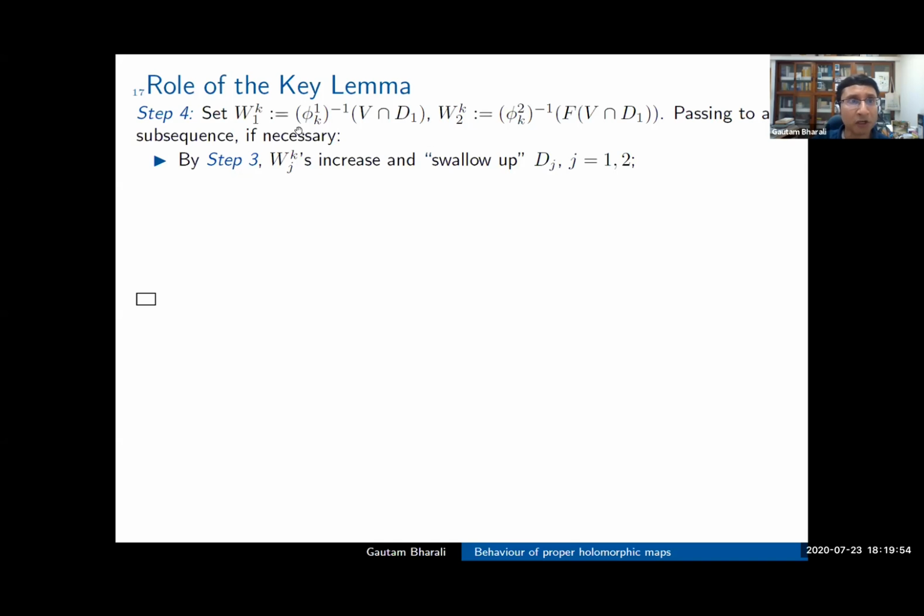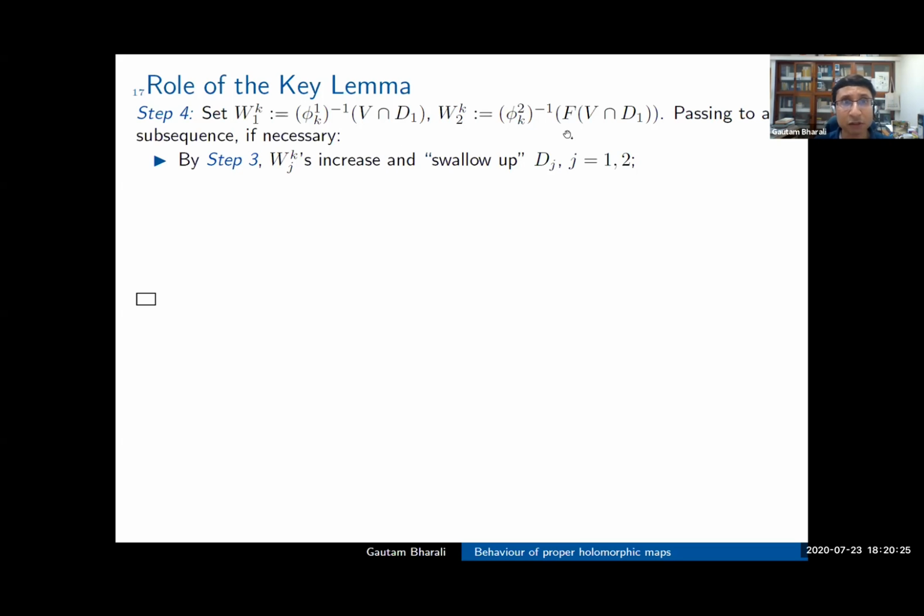Now note what is happening. Remember, each phi upper 1k, because the sequence of phi upper 1k's converges to a constant. If I look at the inverse of these phi upper 1k's, I am blowing up this really small open set to a larger and larger set. Each of these sets contains the origin, by the way.